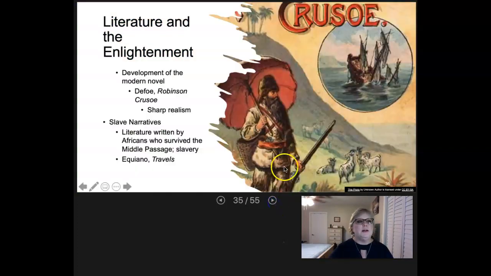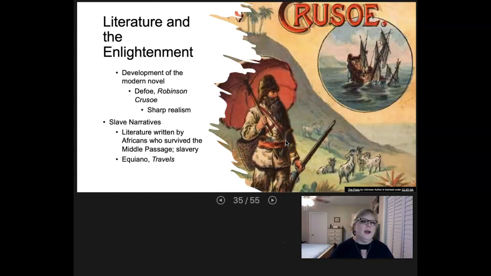But newspapers and novels. Some famous novels. Daniel Defoe wrote Robinson Crusoe. There's this development of the modern novel that's going on. In Robinson Crusoe, we see that sharp realism. It's about a guy that gets stranded on a deserted island, and it's just him and another guy that was there kind of as his helper.